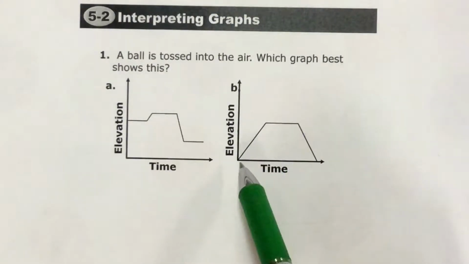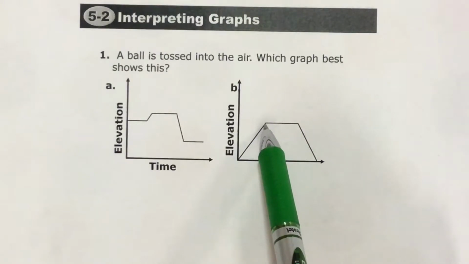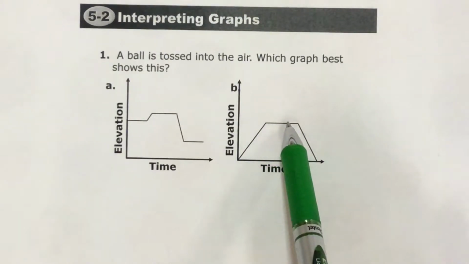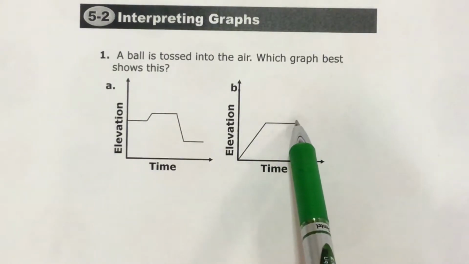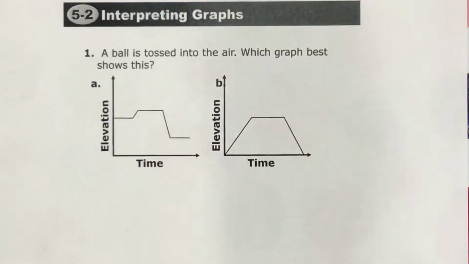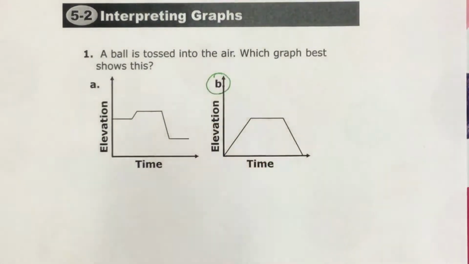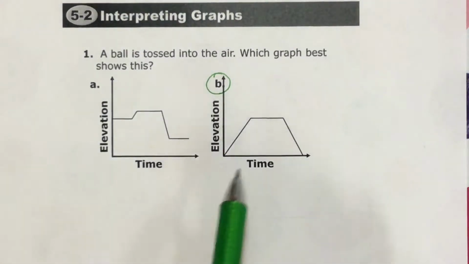So let's look here. So here, as time begins, the elevation is at 0. The elevation steadily increases. It kind of hovers in the air for a short amount of time, and then it drops. So I would say that B is the graph that exhibits the pathway of a ball being tossed in the air the most. So if you got that one right, great job. Let's go on to problem 2.